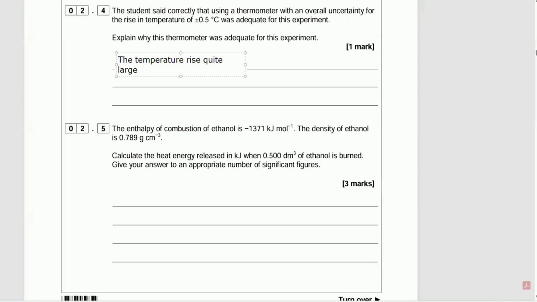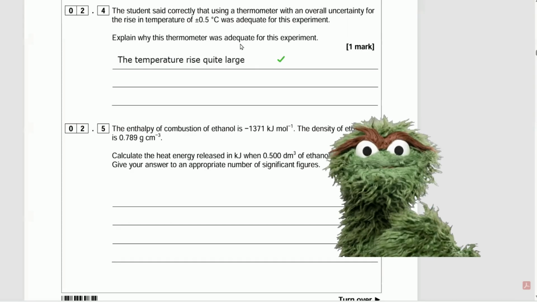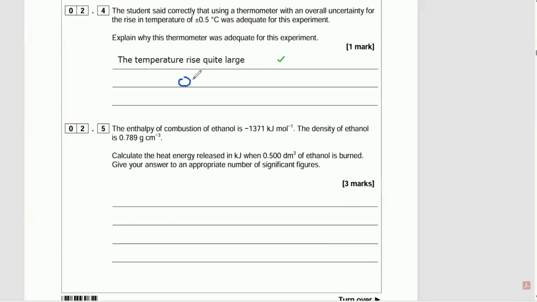It's not going to look so great if it's a smaller temperature rise, but the bigger the temperature rise, the better. If you're having a 38-degree temperature rise, plus or minus 0.5 degrees, not too bad. If you've got a 2-degree temperature rise, then your level of uncertainty is going to be a lot more. Imagine we had a 2-degree temperature rise. We'd be doing 0.5 over 2 times 100, right? We'd have a 25% error. So that would be pants. The fact that we had a 38-degree temperature rise means our percentage uncertainty is quite low. So the overall uncertainty of 0.5 is acceptable for that large temperature rise.